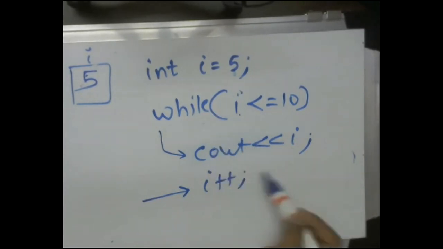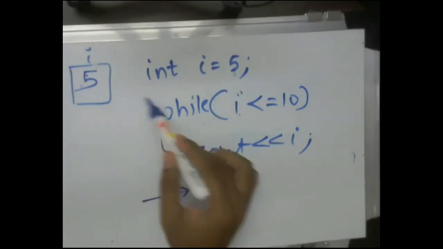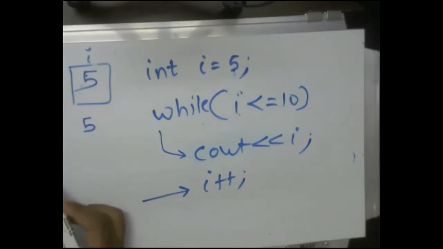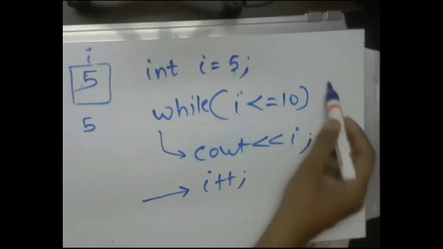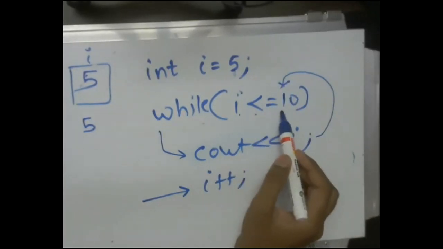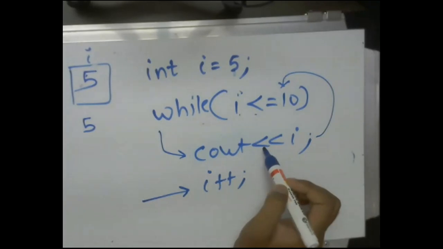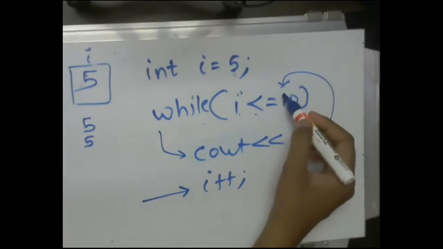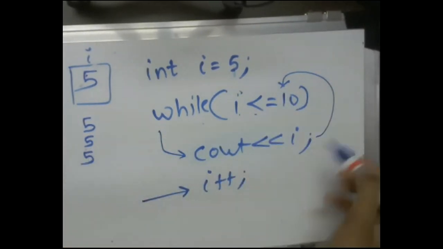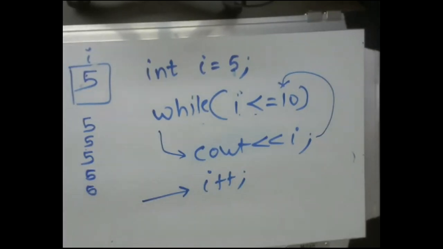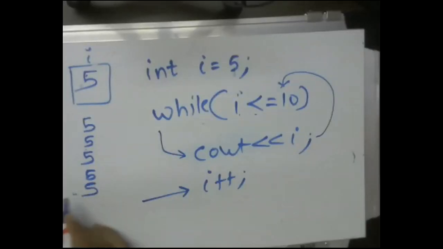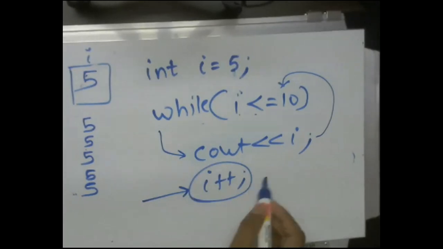Now we will try to execute this program. The value of i is 5, so the condition is true, so the value of i gets printed, so 5. Next time it will go again, 5 less than or equal to 10, the condition is again true, it will go inside, again print 5, again the condition is true, again 5. So how many times? Infinite. Yes, infinite, it will get printed infinitely, because this i++ never gets executed. It never gets executed because it is not inside the loop.